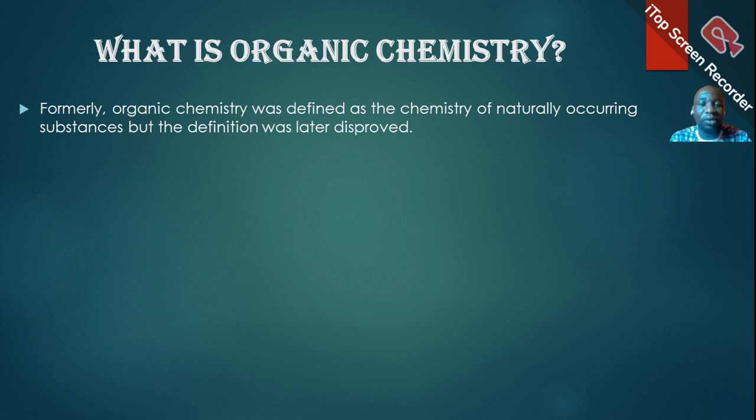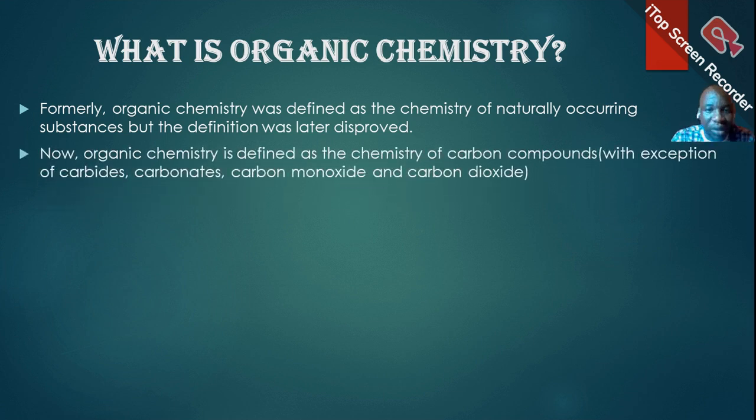But the definition was later disproved. How? What happened? There was a scientist called Frederick Wöhler. He was able to produce an organic compound that we call urea, from ammonium cyanate.